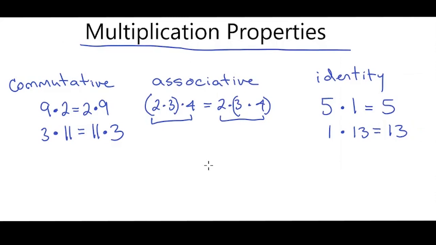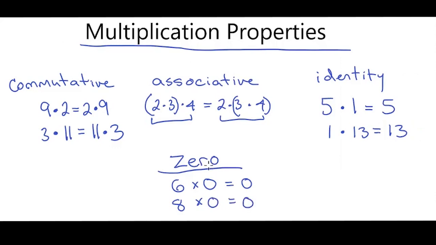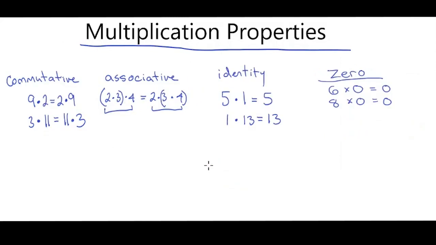Now, there's another property in multiplication that we need to talk about. It's called the zero property. The zero property of multiplication says anything times 0 is 0. So if I have 6 times 0, that's 0. Or if I have 8 times 0, that's still 0. So that's the zero property of multiplication. So here I have my properties of multiplication.